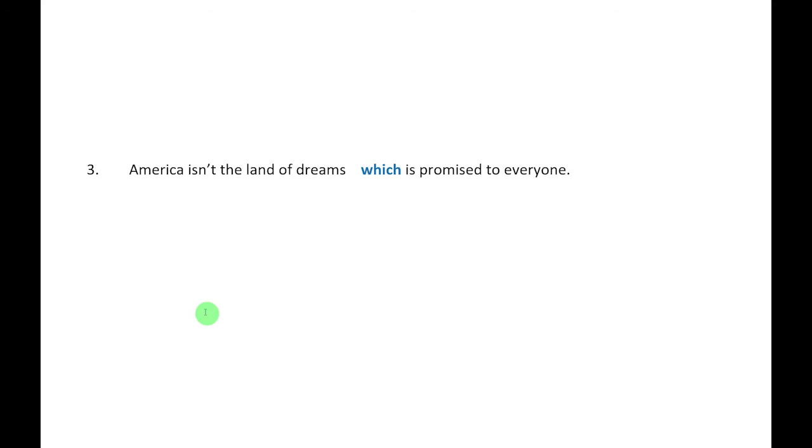And our last example is, America isn't the land of dreams, which is promised to everyone. So let's check for the relative pronoun. We have which, and the words that follow the relative pronoun are is promised, and that is of course a passive construction. So as a result, we of course need a past participle construction. So that would be promised to everyone. And our new and improved version would be, America isn't the land of dreams promised to everyone.